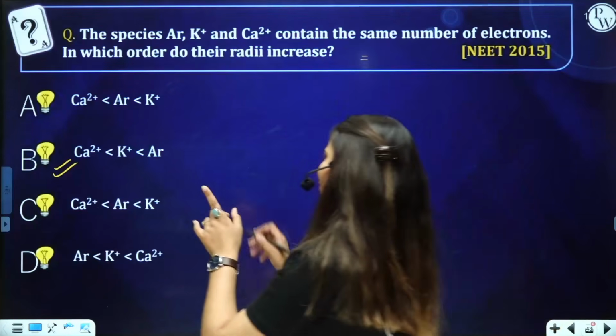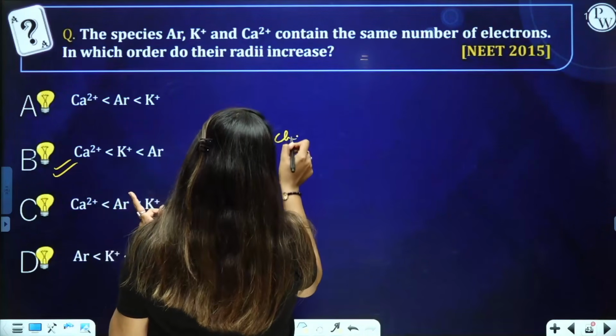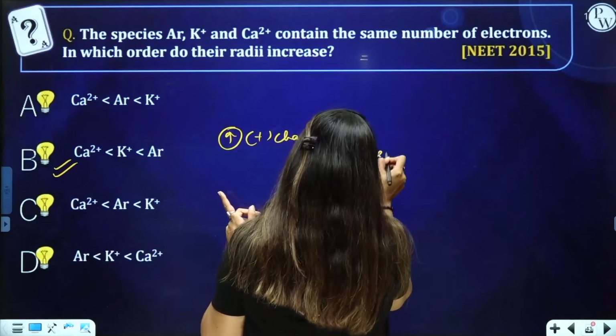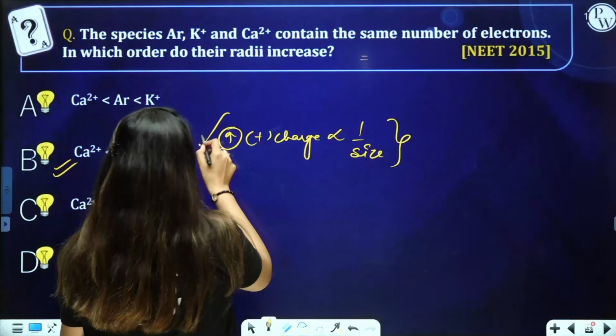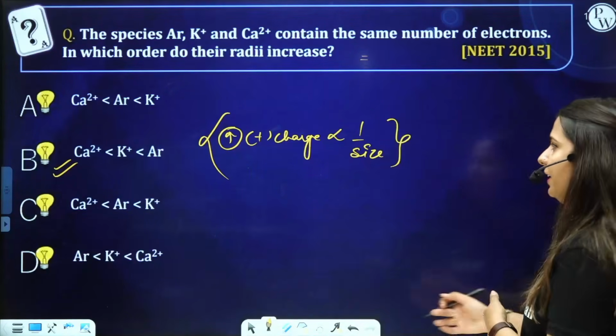Greater the positive charge, less is the size. Perfect. Let's move forward.